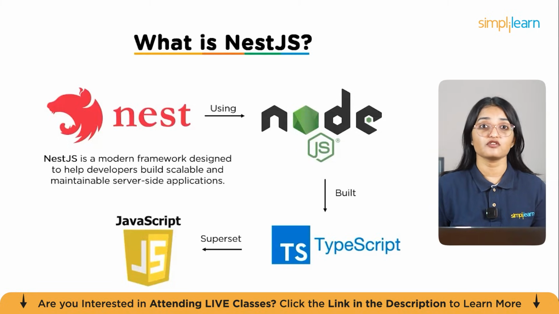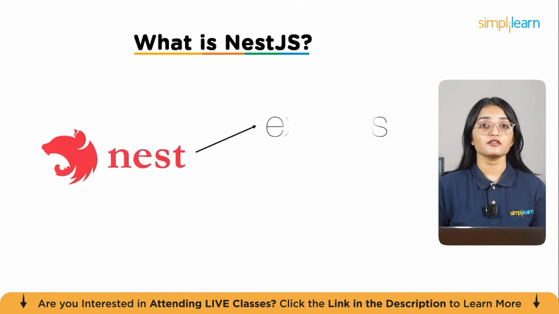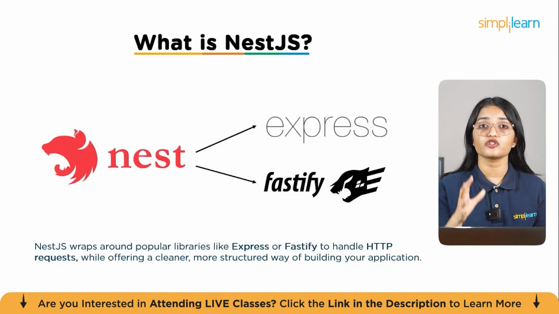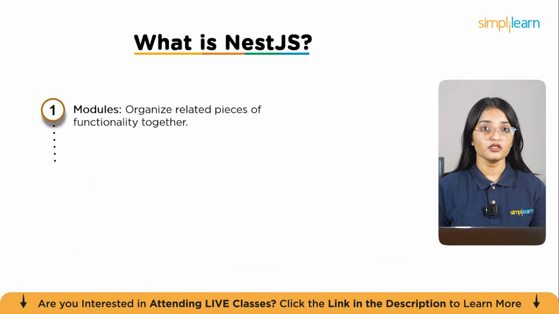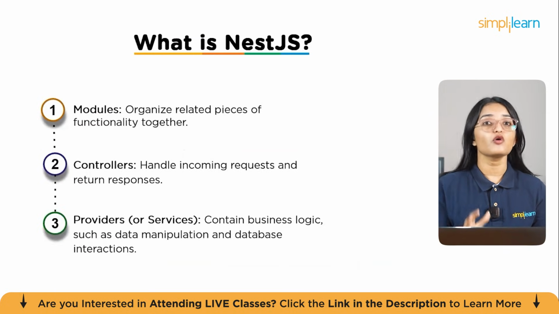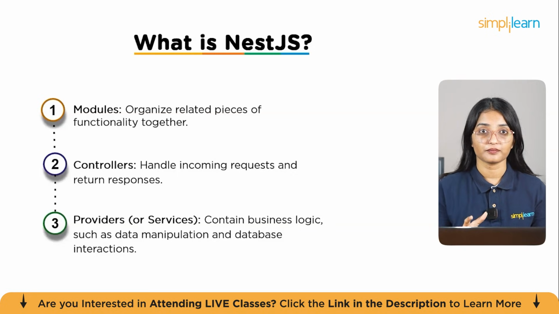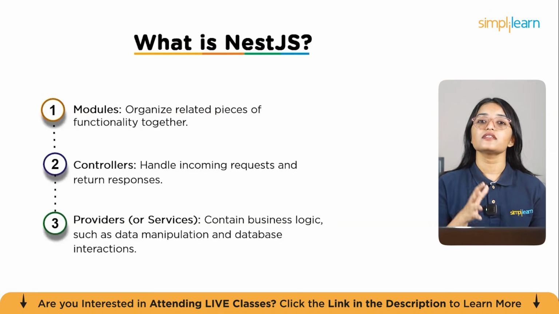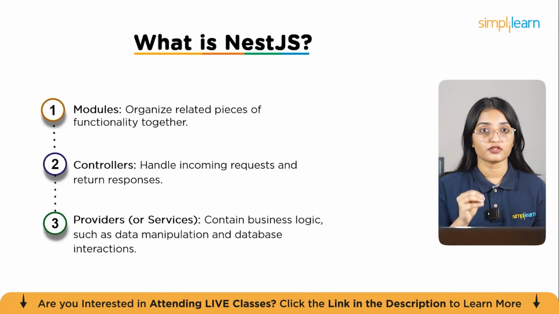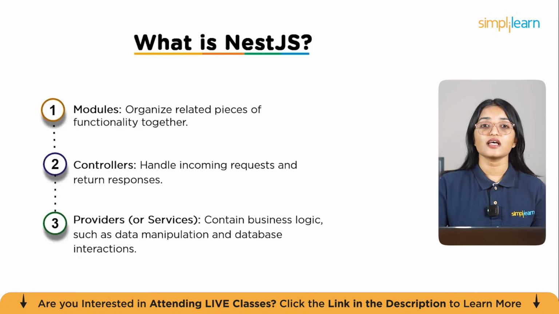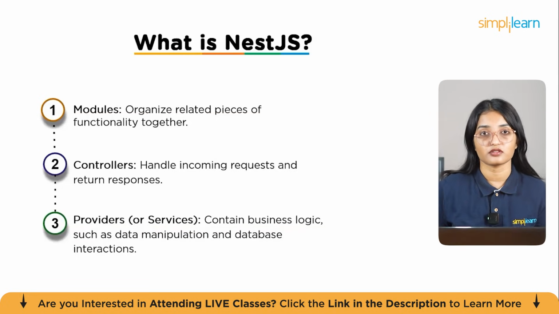At its core, NestJS wraps around popular libraries like Express or Fastify to handle HTTP requests while offering a cleaner, more structured way of building your application. NestJS organizes everything into modules, controllers, and services to help you manage your code better as your project grows. First one is modules. Now, modules will help you to organize related pieces of functionality together. Next, we've got controllers. Now, controllers handle incoming requests and return responses. Then we've got providers or services. Now, this contains business logic such as data manipulation and database interactions.